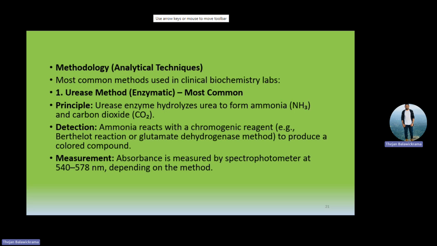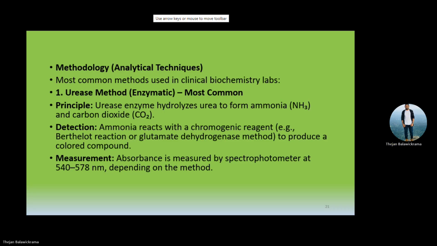We take the lab sample, then we add urease enzyme, ammonia is going to be formed, right? Now, there is another reagent which can react with ammonia to form a colored substance. Then the color intensity we measure. If the color intensity is high, that means there's more ammonia. More ammonia means there was more urea in the blood. Clear? Right. That is how it is happening.